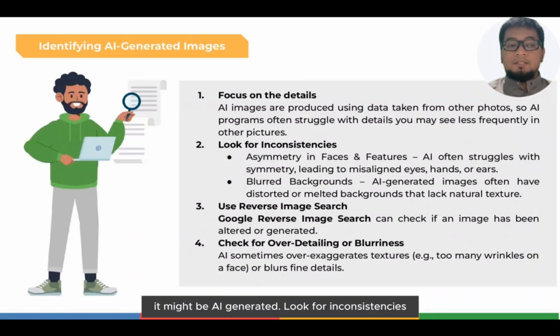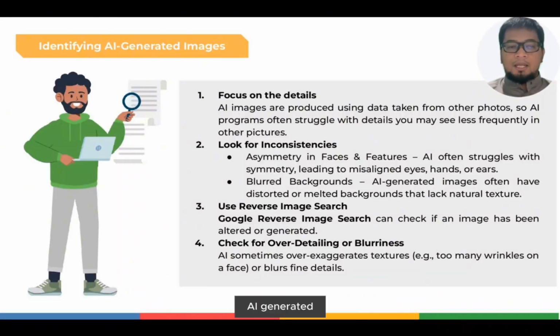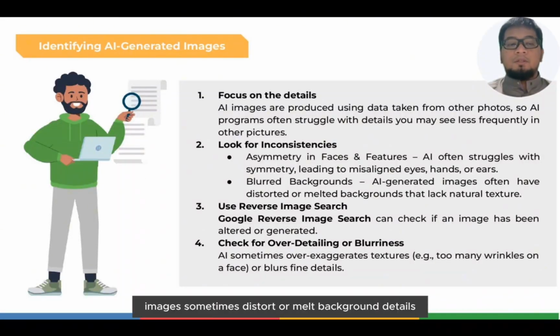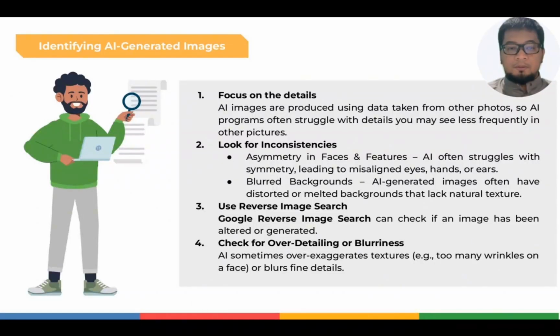Look for inconsistencies, asymmetry in faces and features. AI often struggles with symmetry, which can lead to people having extra fingers, oddly shaped ears, or misaligned eyes. Blurred or warped backgrounds. AI-generated images sometimes distort or melt background details in a way that looks unnatural. If the text on a sign is unreadable or objects seem half-formed, that's a red flag.